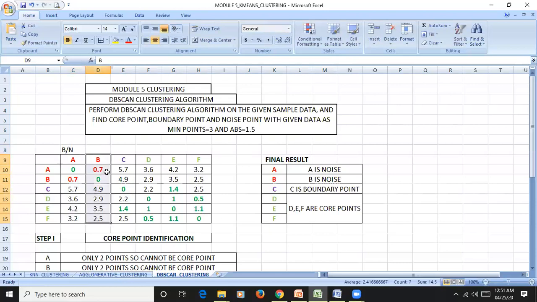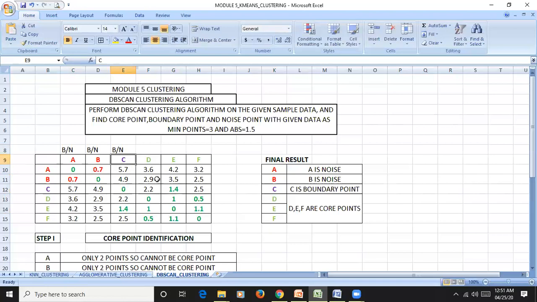Here in B, how many of the points are there? One is 0.7, one more is 0. So this also again has only 2 of them, so that's why it also can be a boundary or a noise. Shift to the third one here. How many points are there? 0 is there, 1.4 is there. So again, it can be a boundary or a noise.